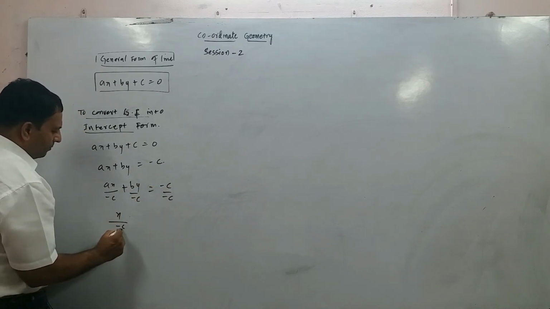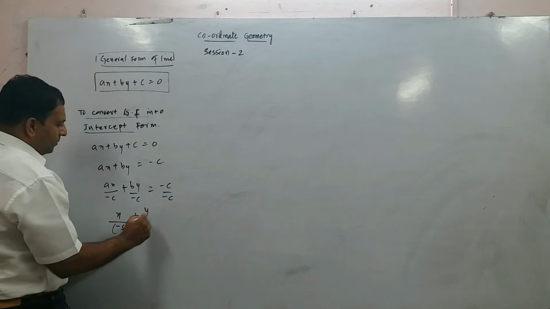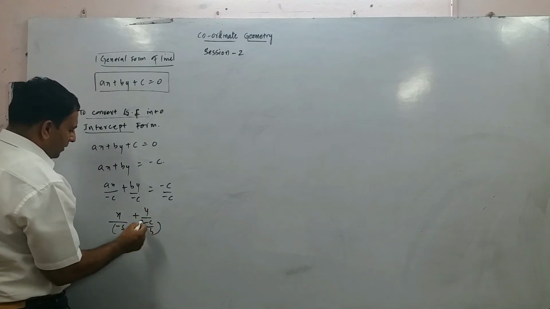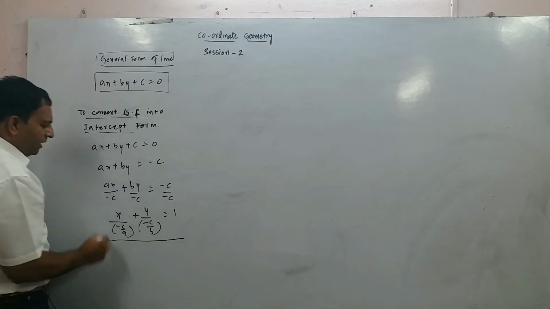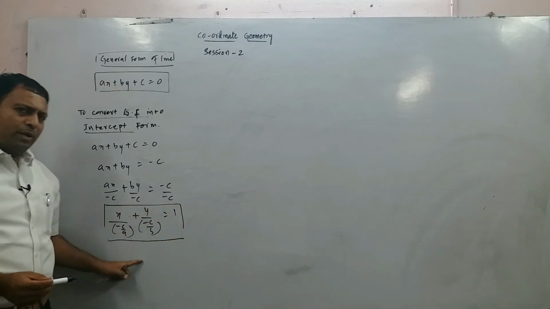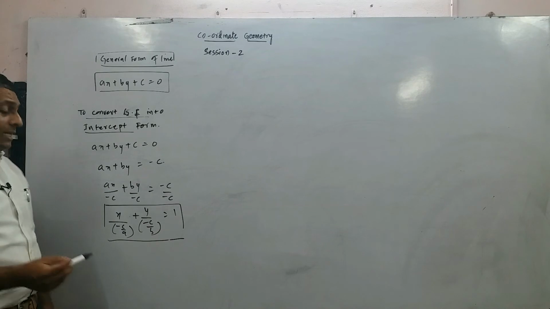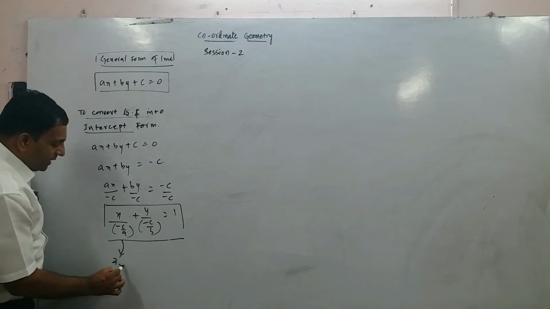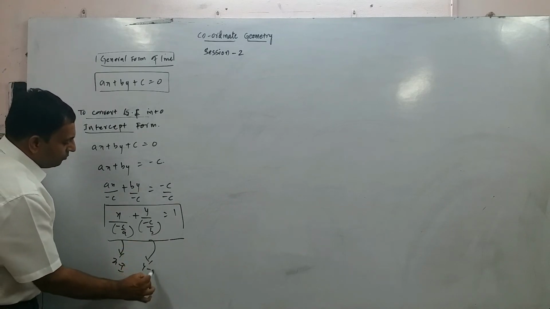X by minus c by a plus y by minus c by b. And what is minus c by minus c? 1. So you have converted it into x by a plus y by b is equal to 1. This is called the intercept form of line, where this is your x intercept and this is your y intercept.